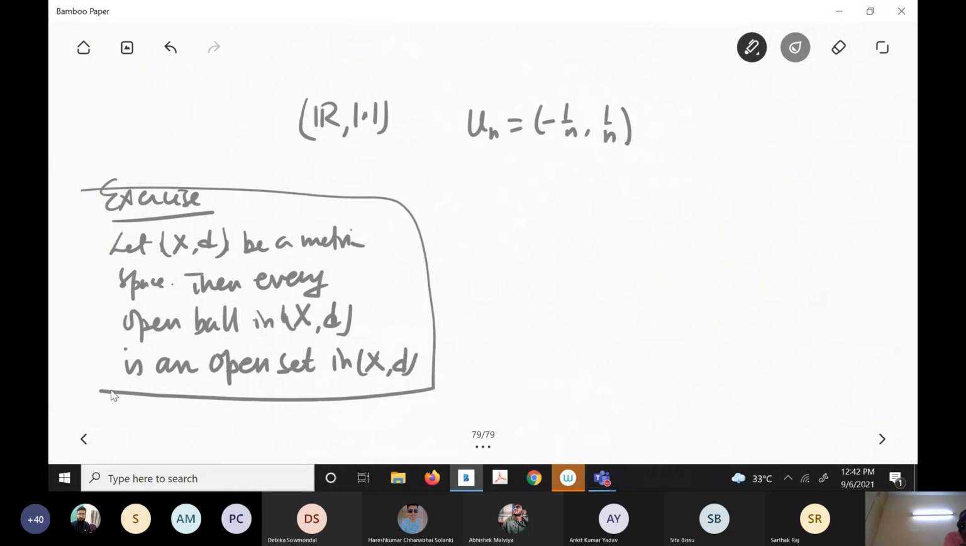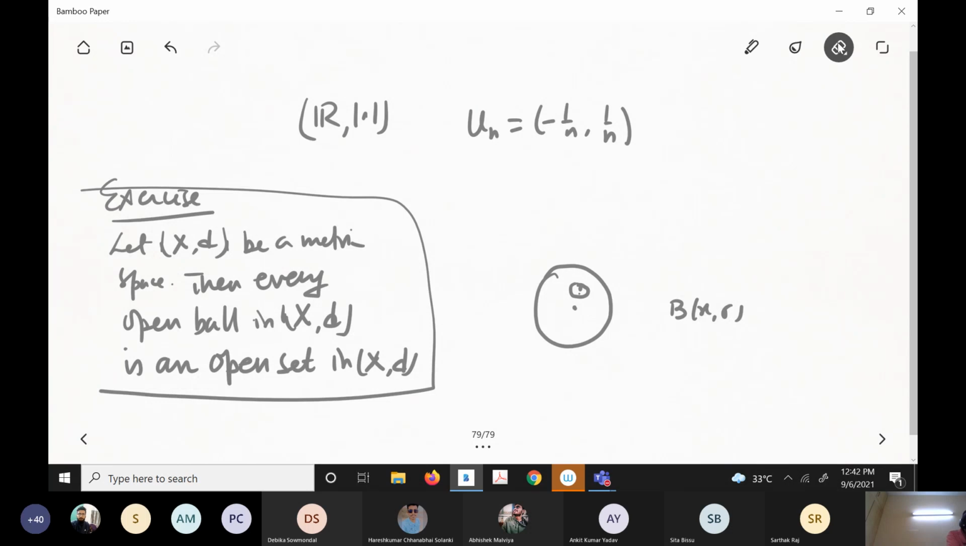I am coming to this example, but you have a ball, your open ball. This is your center, B(x,r). You'll have to show any point here is an interior point. That means if you have taken a point here, then you'll have to choose a radius in such a way that the ball is entirely inside this. Now suppose this point is y.